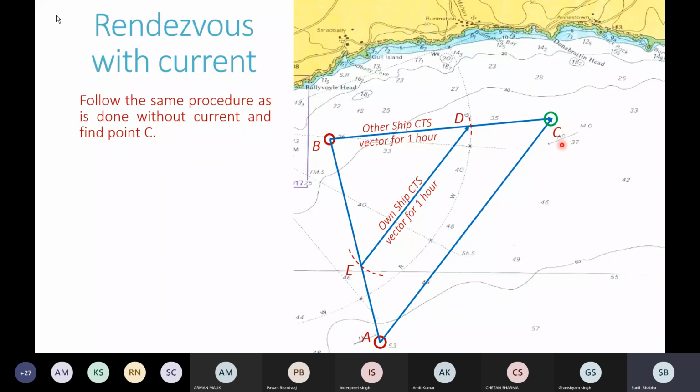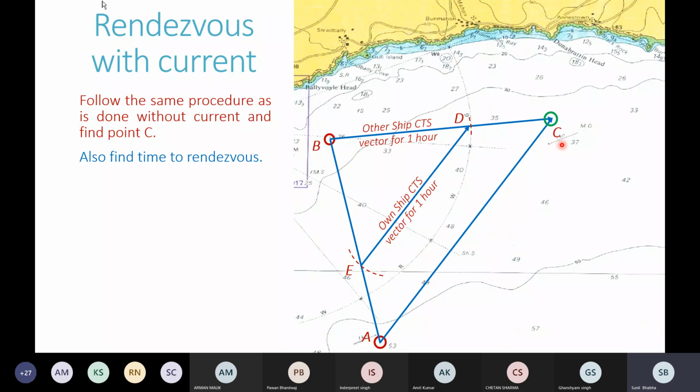Now the difference here is this point C is not our rendezvous point. Our rendezvous point is going to be somewhere else. The reason is, we have current prevalent in the area, and the current is going to affect the target ship as well as our own ship.